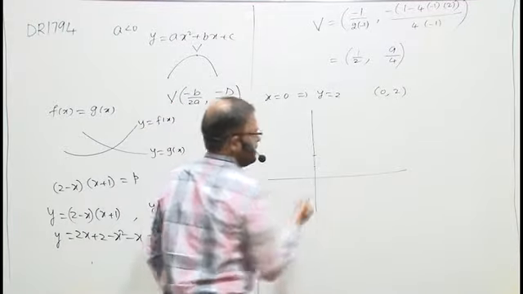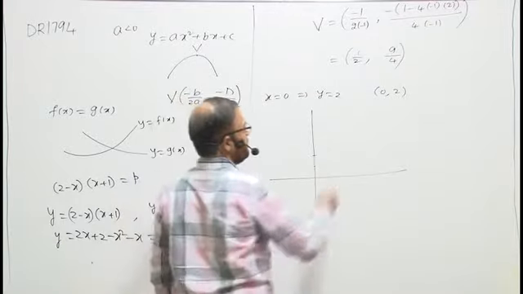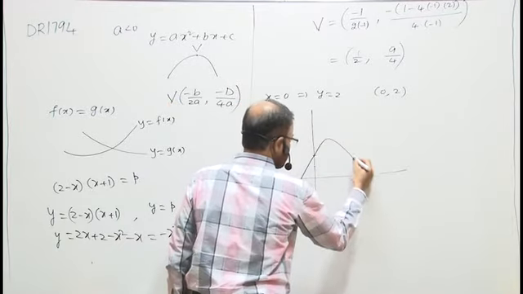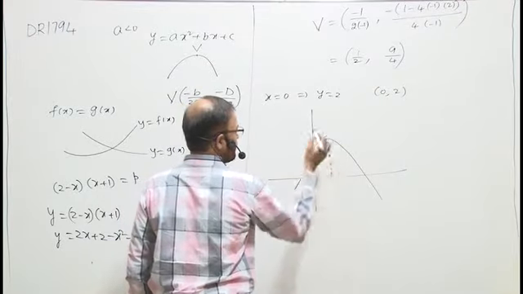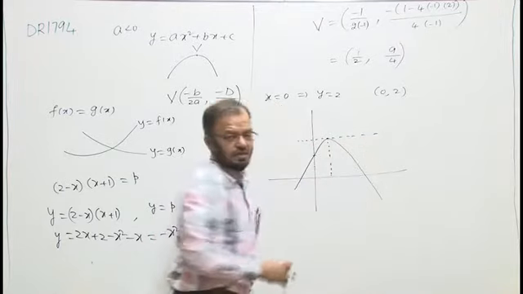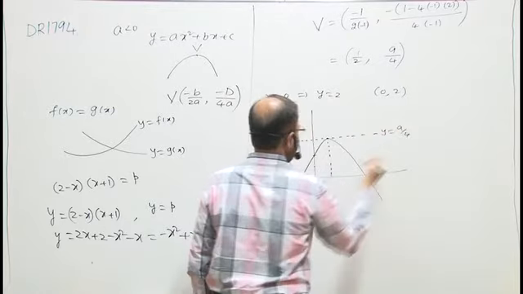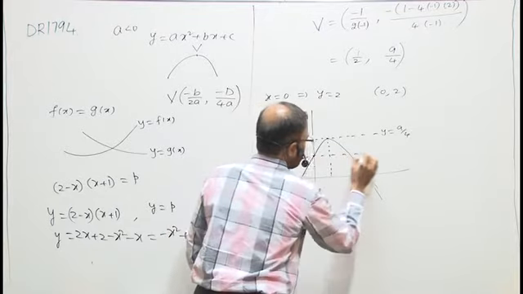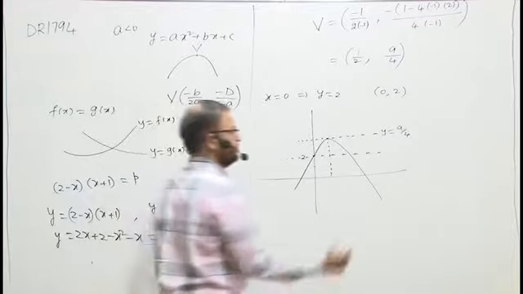Here it is 1 and here it is 2. I can say that 9 by 4 is a number bigger than 2, so the graph is something like this. Now this is the vertex here. If I draw the horizontal line which is touching the vertex, this line will have the equation y equals 9 by 4. This is the point 2. Another horizontal line I draw here will have the equation y equals 2.